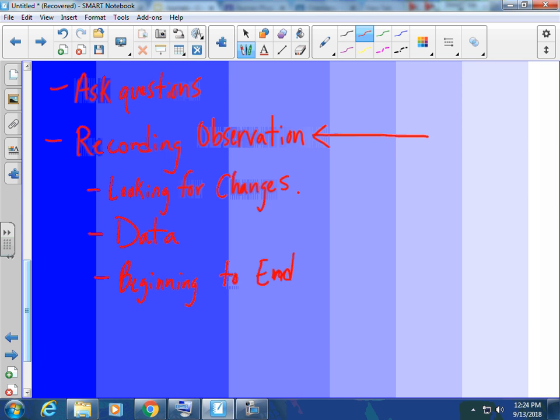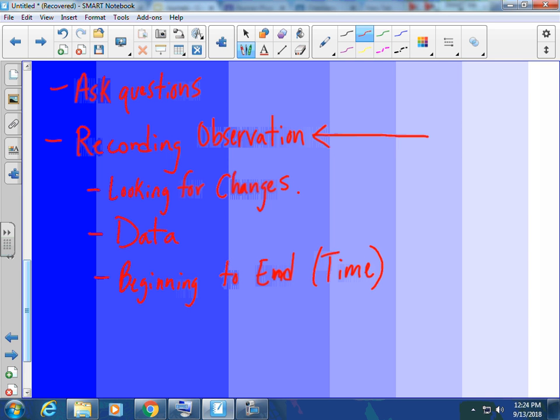Beginning to end, that's talking about what? What is a beginning, an end, maybe a middle? We're talking about time. So maybe we want to think about time. Should we record time when we make observations? Might be a good idea. Might even be a good idea today to use your stopwatches on your phones or something to write down this change happened at this time.